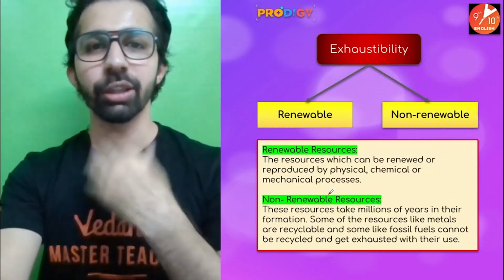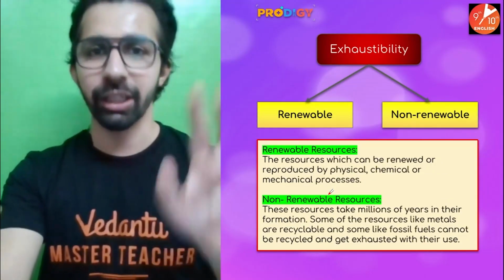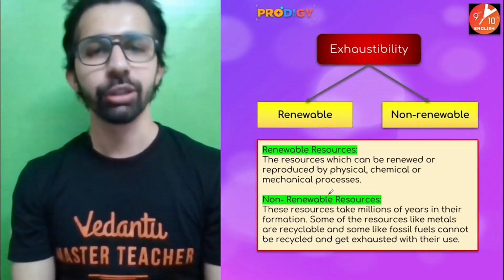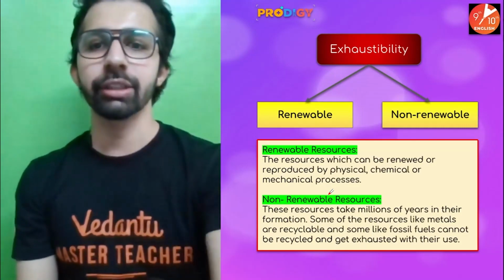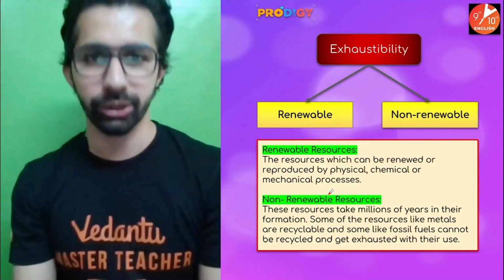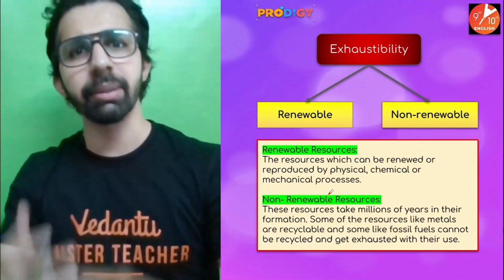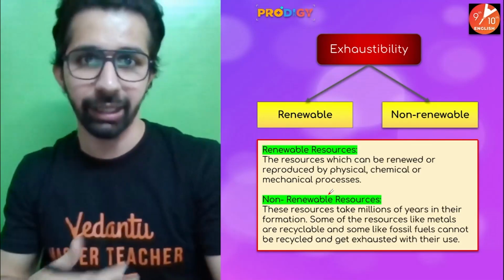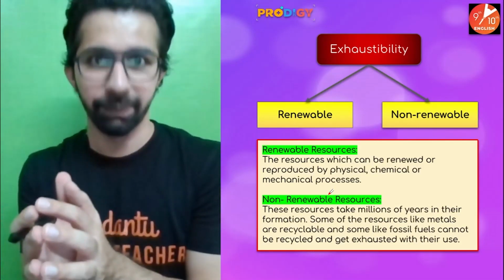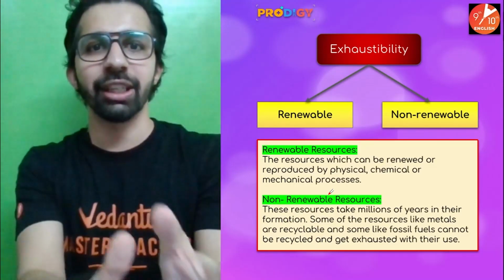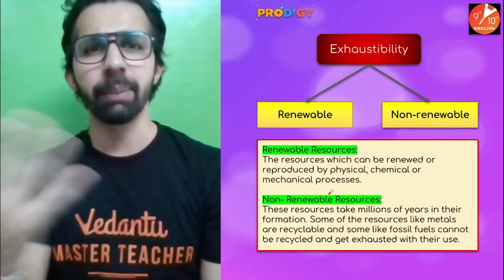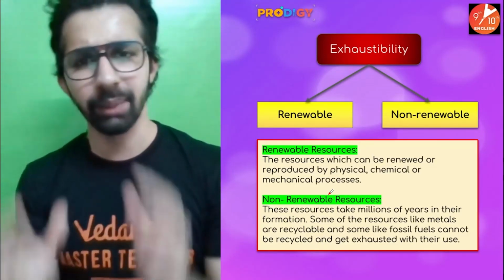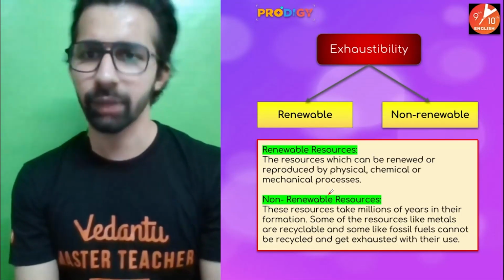Second, on the basis of exhaustibility: renewable and non-renewable. So guys, what are renewable resources? The resources which can be renewed or reproduced again and again in a very short period of time are considered renewable resources. For example, water and air come under renewable resources.